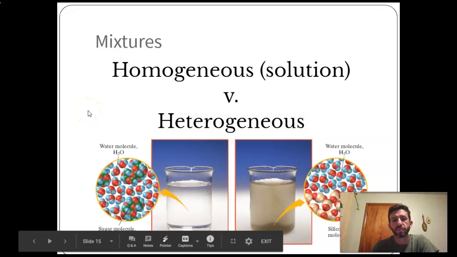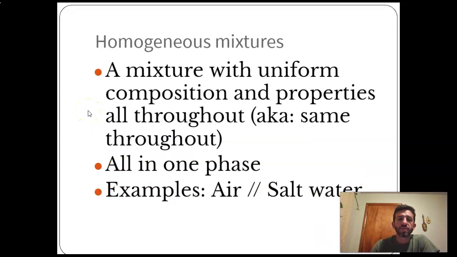Okay, you can tell the different parts in a heterogeneous mixture. So like we said, homogeneous is uniform composition and properties all throughout. They're in the same phase. So if you put salt and water, the salt dissolves and becomes part of the liquid phase. Air that we breathe is a homogeneous mixture because you can't tell the different parts. It's all in the same phase. You can't distinguish one gas from the other.